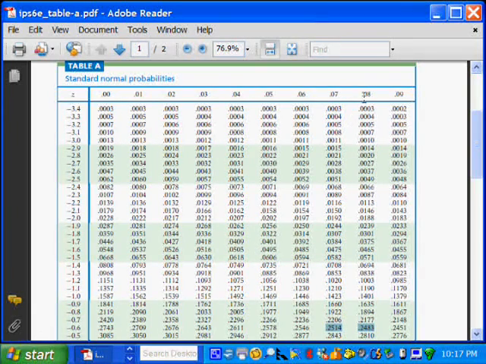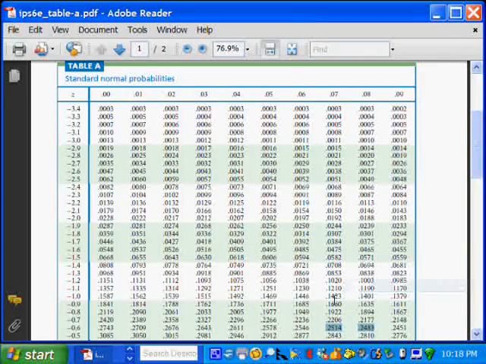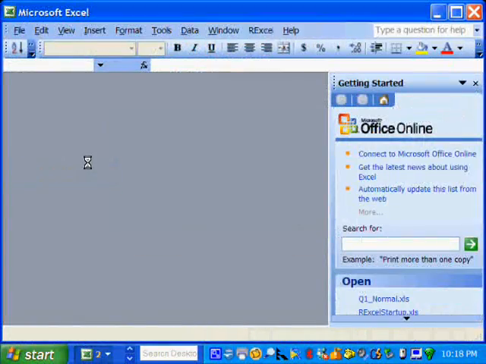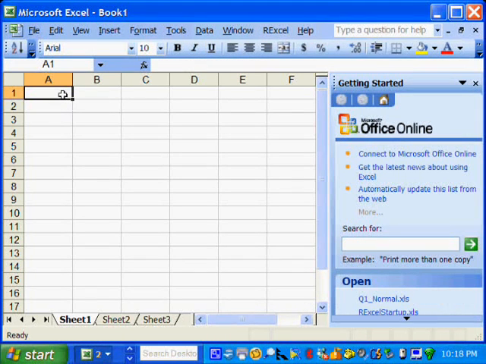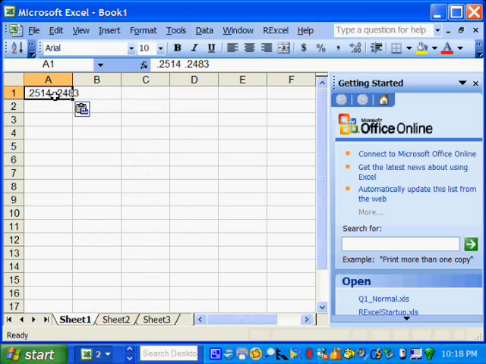I shall record the values that are of interest. I shall record them in a separate spreadsheet for future use. I copy the values, open an Excel spreadsheet, I paste the values, and unfortunately they go in the same cell, so I shall use simple cut and paste to distribute them across two rows.